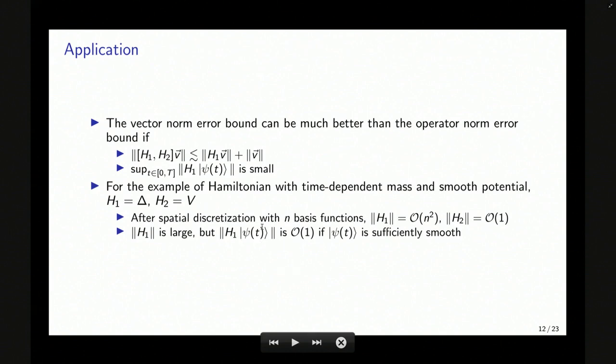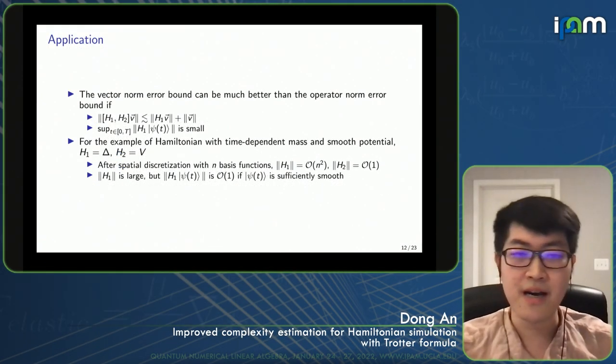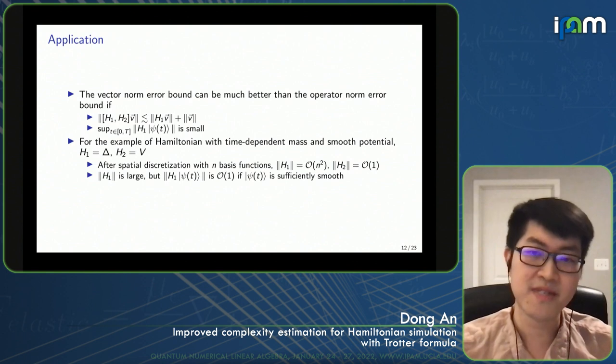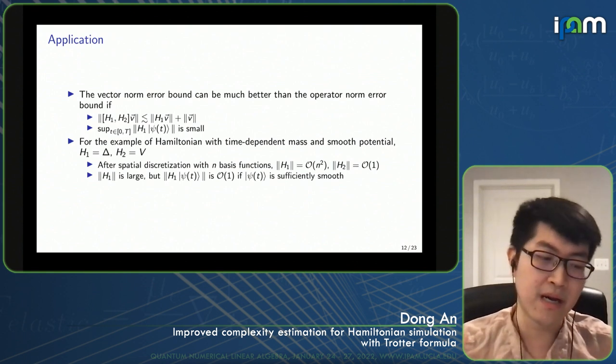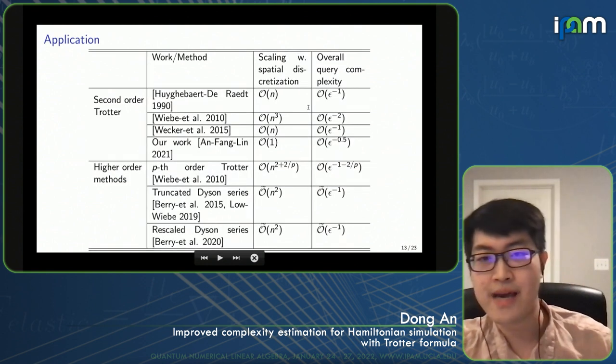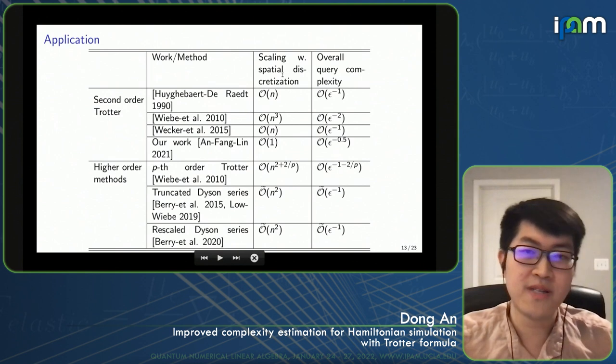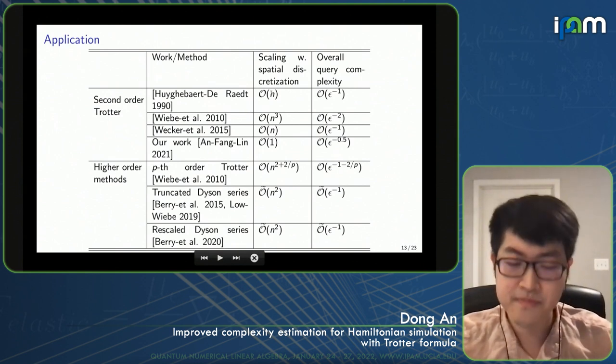Which means that the vector norm of H1 acting on my solution is on the order of one, although the operator norm of H1 itself can be very large. With this, we can really get rid of the n dependence in our vector norm scaling, and then we get an improved complexity estimate, which we will show in the next slide. That is, we compare our vector norm scaling with many existing error bounds.